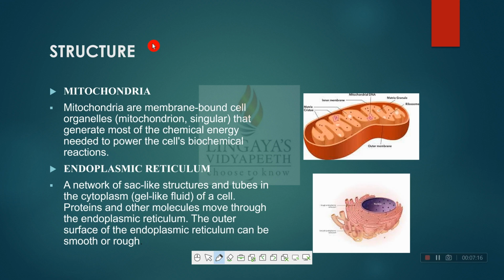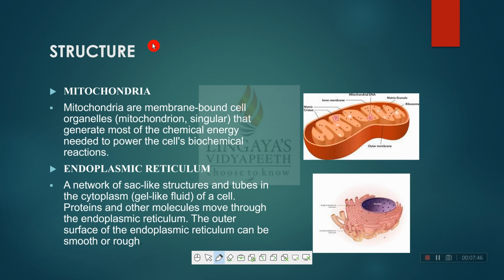Moving on, now talking about the mitochondria. So we have been studying the mitochondria for a very long time, and what we learn about mitochondria is this. Now, everyone should be aware that mitochondria is the powerhouse of the cell. So mitochondria is also a membrane bound cell organelle which generates most of the chemical energy which is needed for the cell to perform various functions. So mitochondria stores energy in the form of ATP.